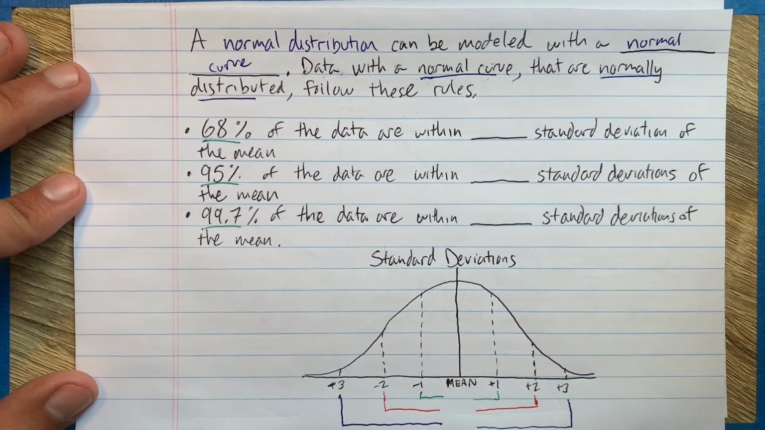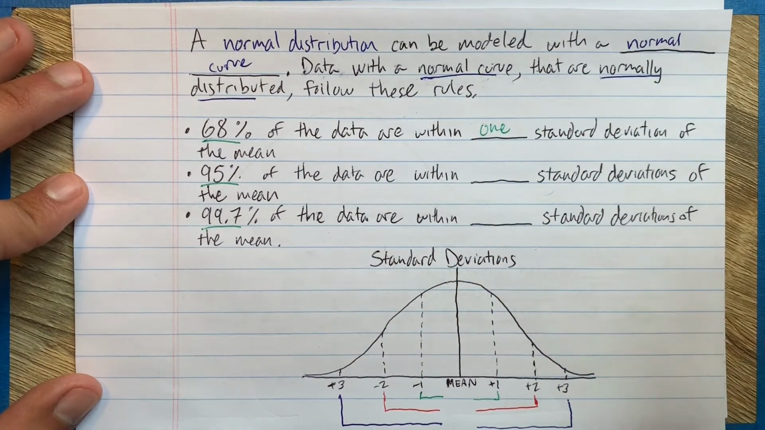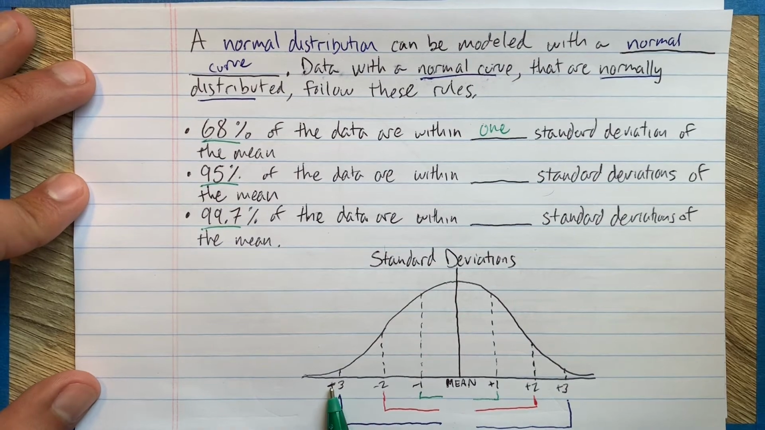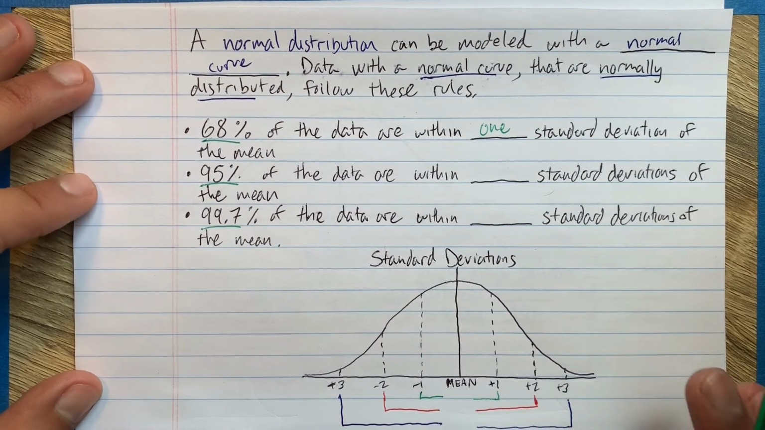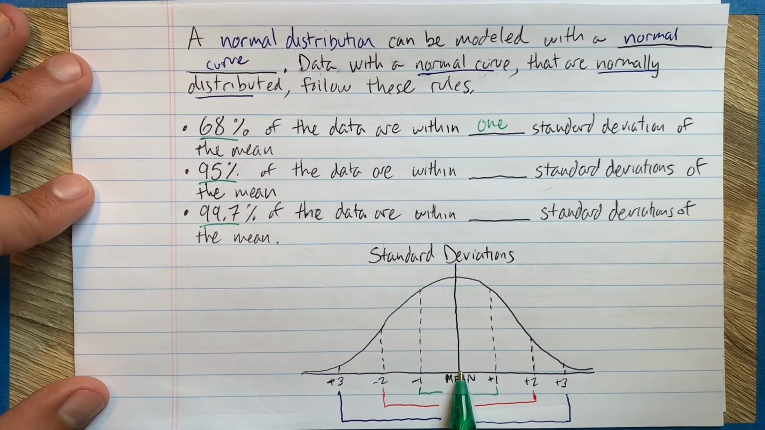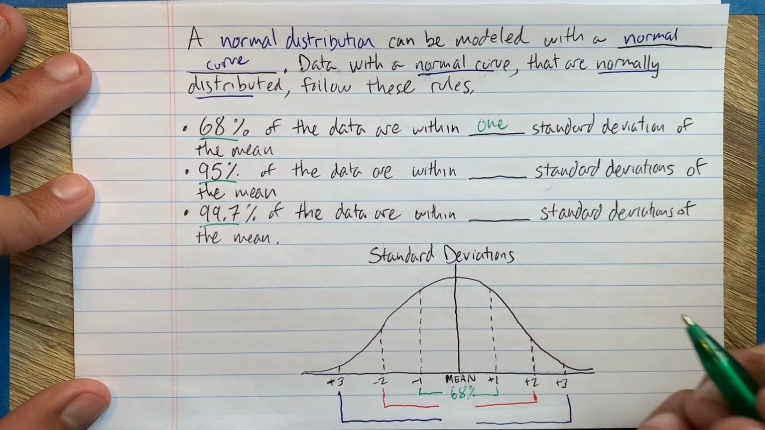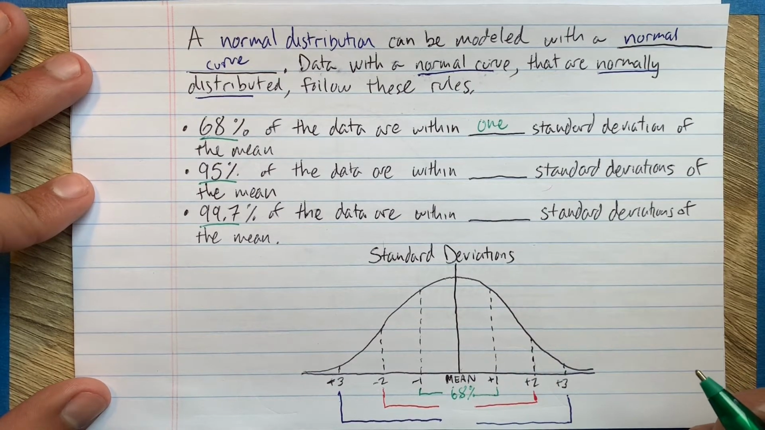68% of the data are within one standard deviation of the mean. So let's think back to measuring the heights of everybody at CCSC. If the mean height is here, let's say the mean height is 5.5 feet, and if we move one standard deviation over to the right side, so one standard deviation above the mean height and one standard deviation below the mean height, then we've captured 68% of the people at CCSC. Okay?